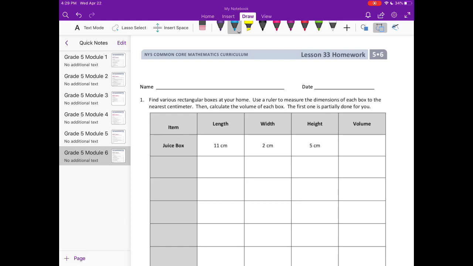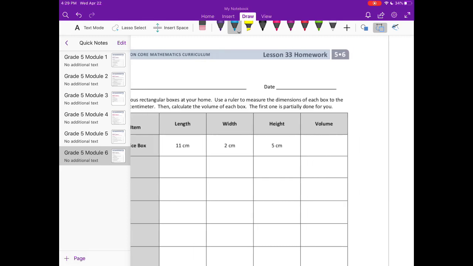Number 1, find various rectangular boxes at your home. Use a ruler to measure the dimensions of each box to the nearest centimeter. Then, calculate the volume of each box. The first one is partially done for you. Their first example is a juice box, and it was 11 centimeters by 2 centimeters by 5 centimeters.